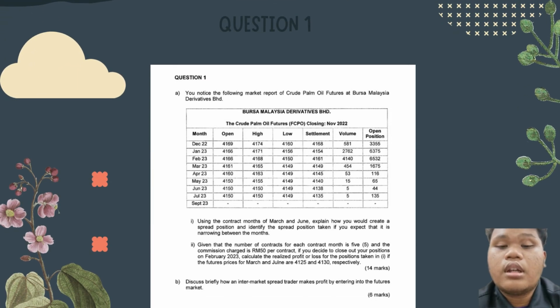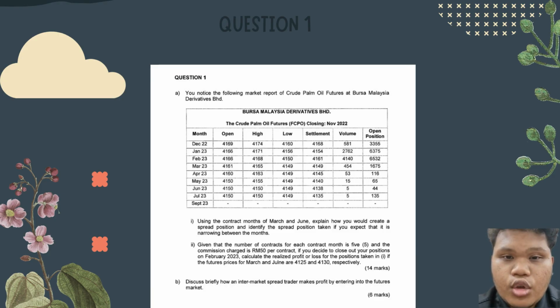I will read the instructions. You notice the following market report of crude palm oil futures on Bursa Malaysia Derivatives Berhad. Number 1. Using the contract months of March and June, explain how you would create a spread position and identify the spread position taken if you expect that it is narrowing between the months.